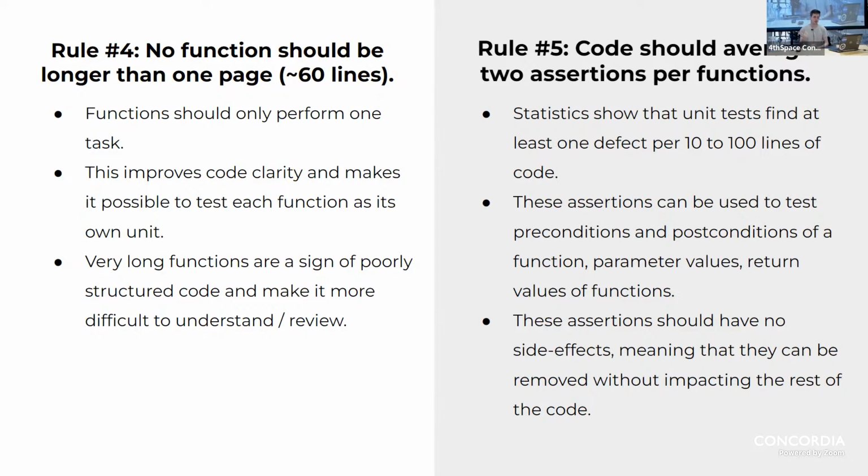Most of the time, the statistics show that every 10 to 100 lines of code on average, you'll have at least one issue, one bug. So by using those assertions, you're able to confirm that the data that you have is what you're expecting, if it falls between certain bounds, if it's the type that you expected, if the data even is there.